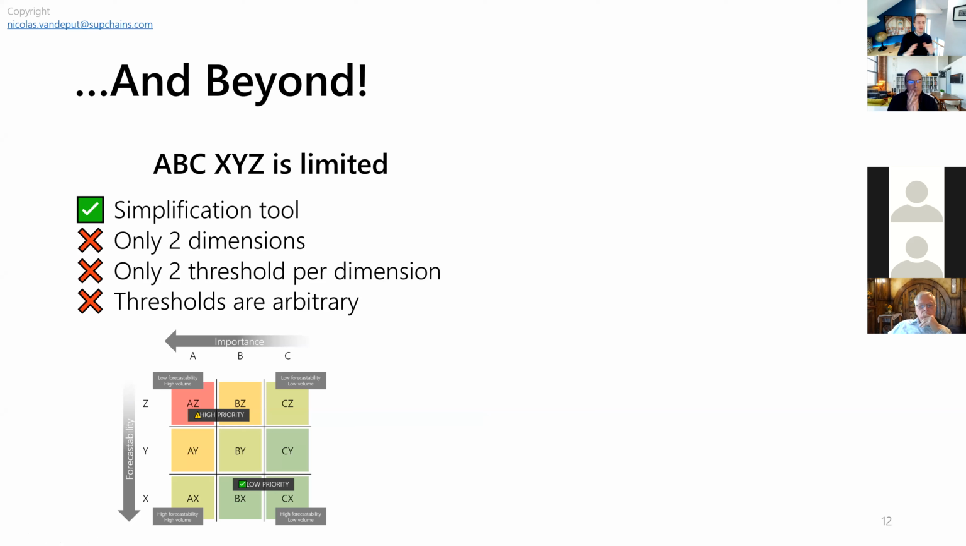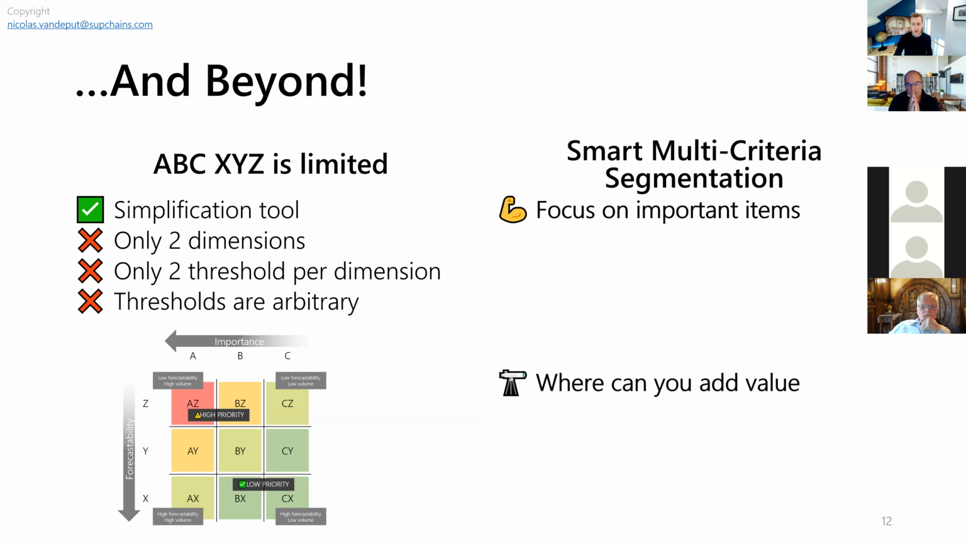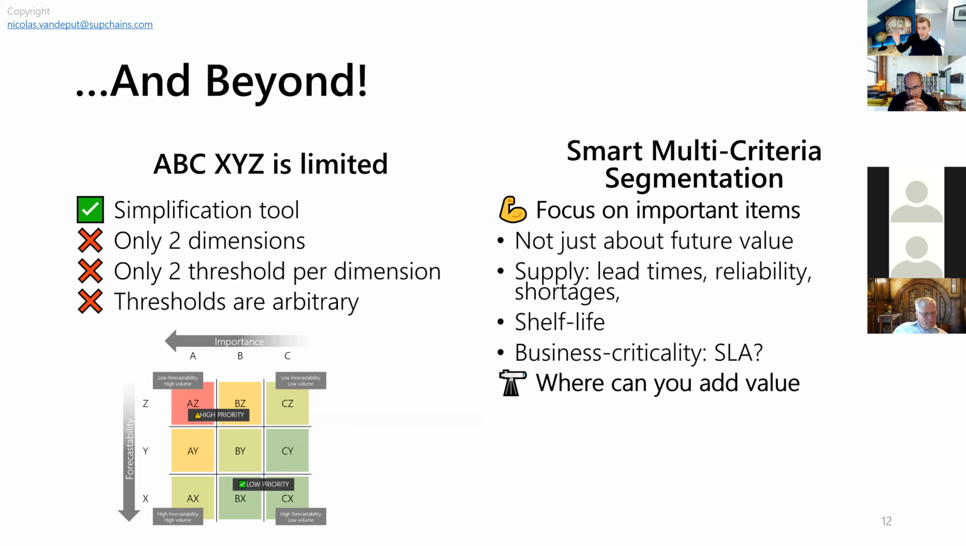I'm not saying here that none of you should use it, but we can move forward. To move forward, we have to think again, what was the initial question? We want to spend our time on important products, and we want to spend our time where we can add value, right? So 2 things. Basically, if you want to move forward, you need to answer all the very specific criteria of your own supply chain, right?